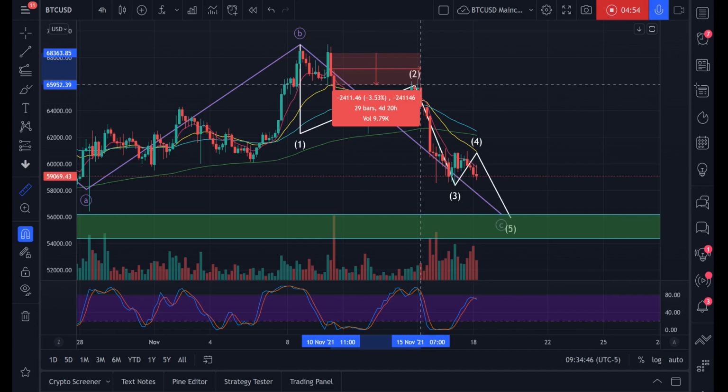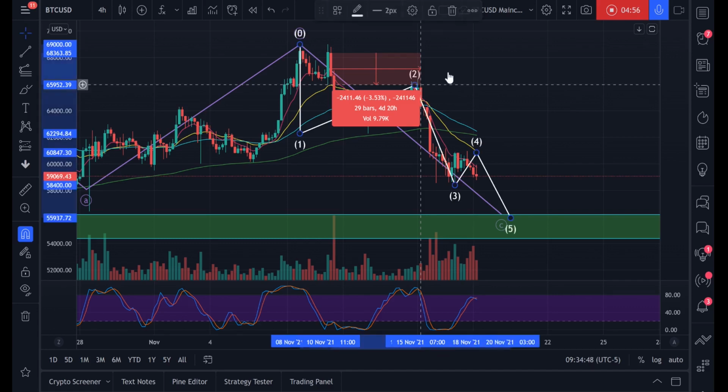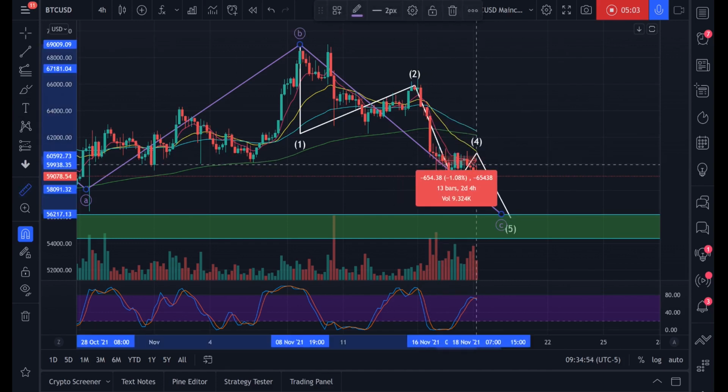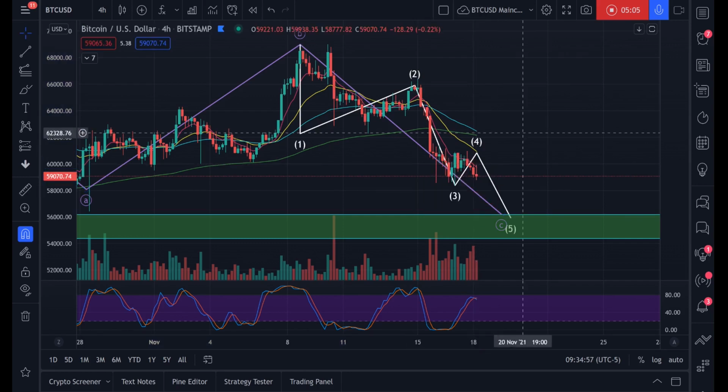So this lasted 4 days and 20 hours, the 2 correction, right? And then the 4 correction, so far, like I said, has lasted approximately 2 days and 4 hours. So do you see that? The law of alternation makes sense and it's consistent.